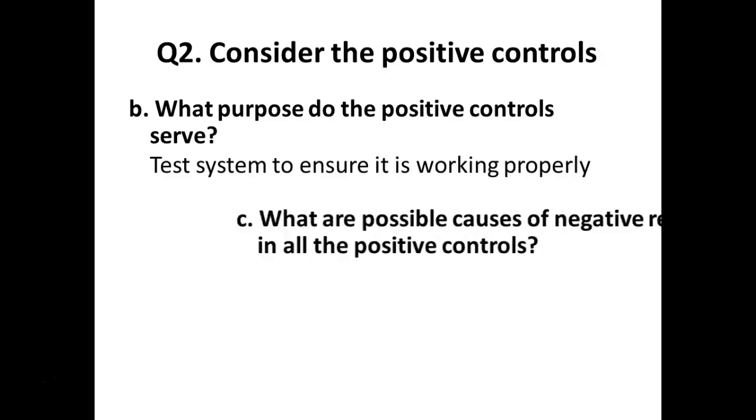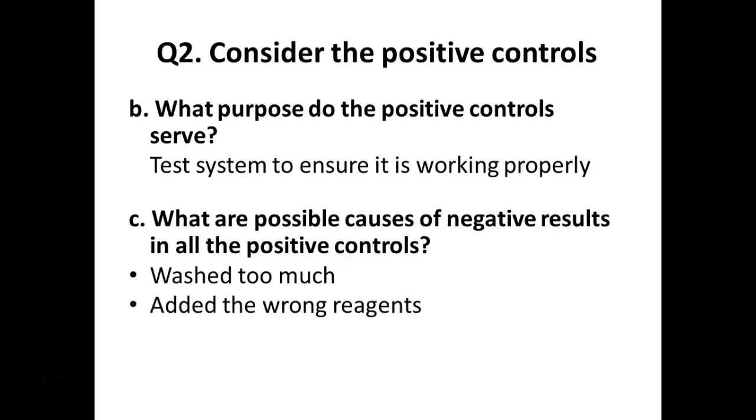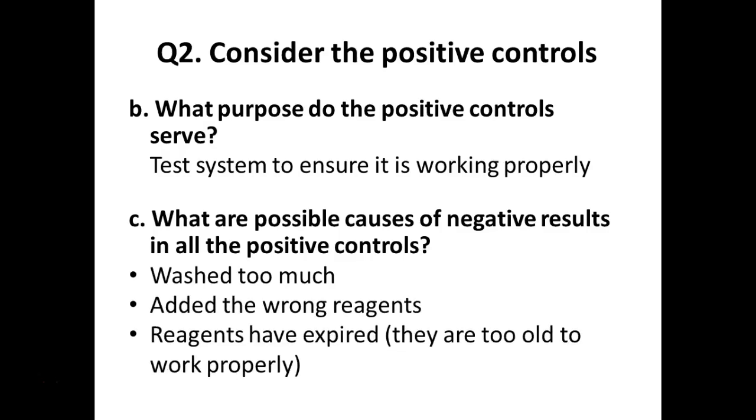So we want to make sure it's working properly. Negative controls, what's the purpose? What possible would cause negative results in your positive control? So we said, how could we end up with negative? Too much washing. You added the wrong reagents. Your reagents are expired, which isn't the case. These are fresh, new. No problems like the ampicillin.